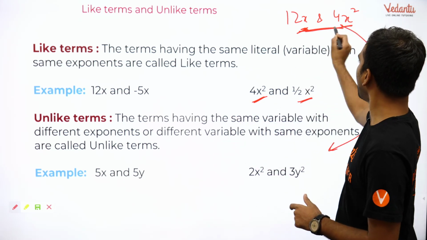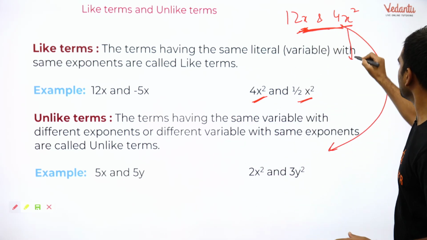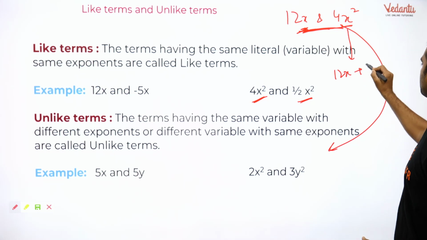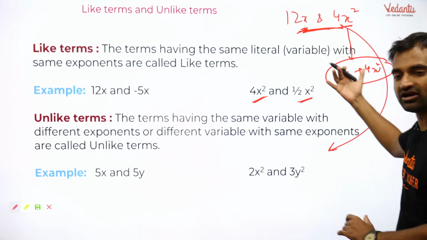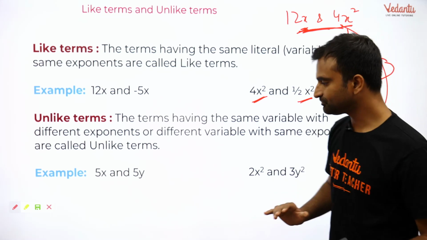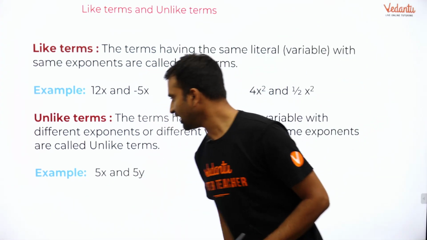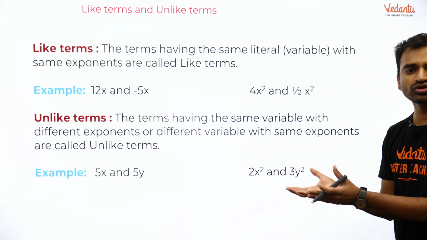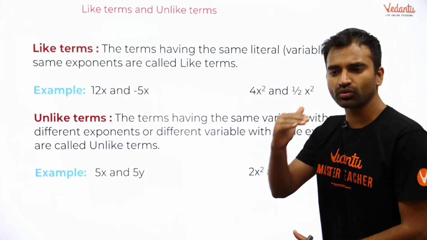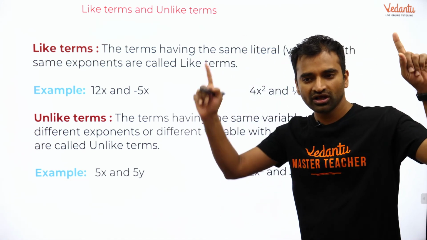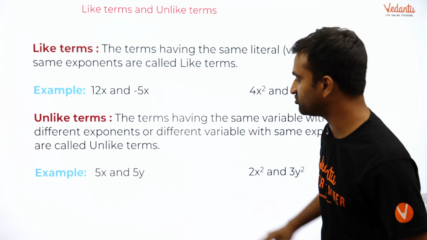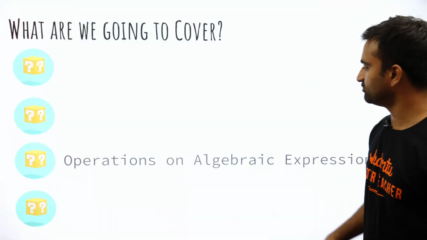For example, if I want to add this, what do I get? I get 12x plus 4x square. This is where you will keep it. You can't go any further. Is that fine? So that is like and unlike terms. Very important to know, unless you know this, you won't be able to do addition and subtraction. And if you are unable to do addition and subtraction, our goal, which is simplification of algebraic expressions, will not be achieved. Okay, so operations, let's start with that.